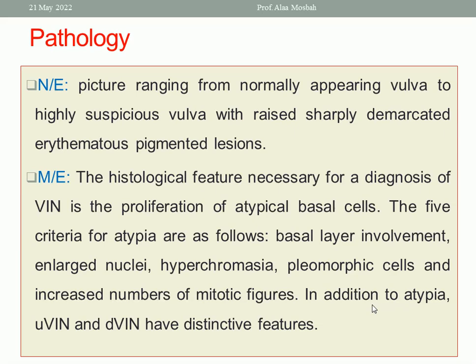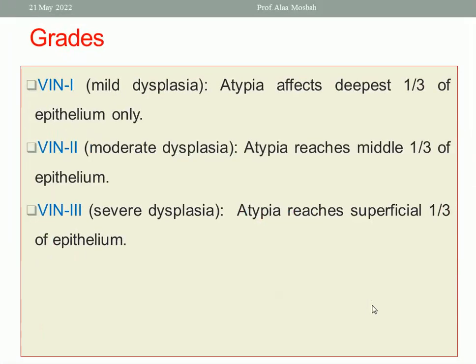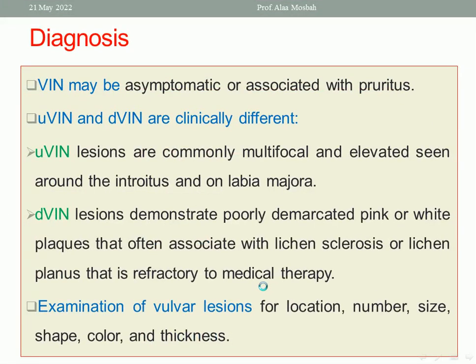In addition to atypia, UVIN and DVIN have distinctive features and can be differentiated by immunohistochemistry. This is a grade, the old classification of VIN 1, 2, 3, like that of CIN, as I mentioned before. VIN may be asymptomatic or associated with pruritus. UVIN and DVIN are clinically different.